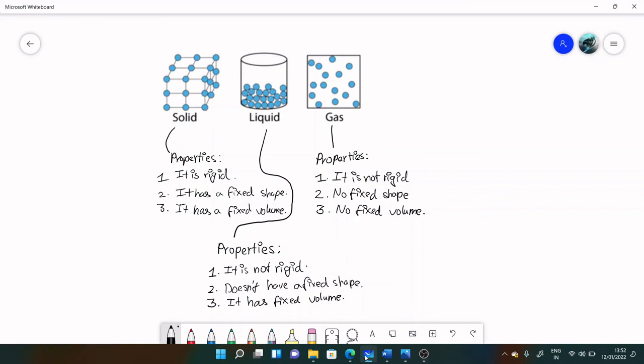And that is all for this video. In this video, we looked at the properties of solid, liquid, and gas to differentiate them from each other. And we looked at how the structure of particles is in solid, liquid, and gas.